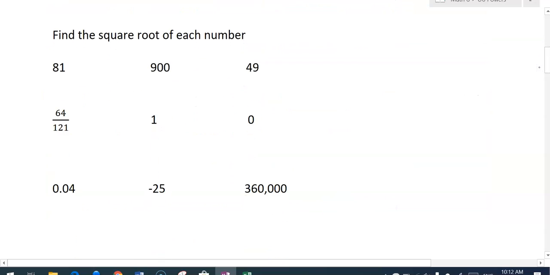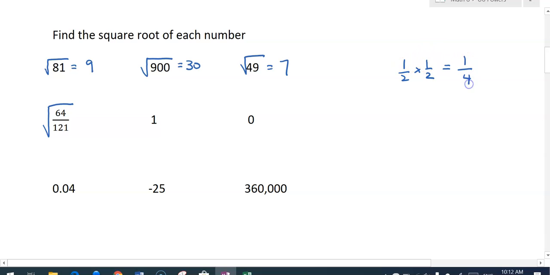So find the square root of 81. Well, the square root of 81 is 9 because 9 times 9 is 81. The square root of 900 is 30 because 30 times 30 is 900. Square root of 49 we discussed is 7. What happens when you have a fraction? Well, when you multiply fractions, like a half times a half, right? If you take two numbers that are exactly the same and you multiply them, you would just multiply the numerators and multiply the denominators. So in other words, if you take the square root of the numerator and the square root of the denominator, you can find the square root of a fraction.